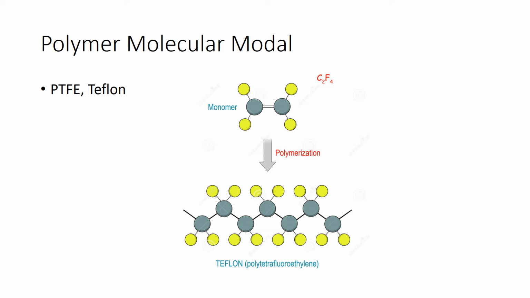Please note that compared to (C2H4)n, polyethylene, this Teflon monomer is C2F4. So all 4 hydrogens have been replaced by fluorine. As you know, fluorine is the most electronegative element in the periodic table, and fluorine loves electrons because it holds onto its electrons so tightly, and it is so satisfied in this polymerized chain.